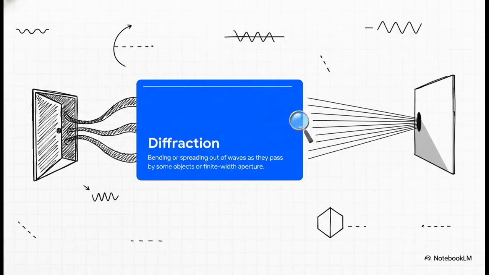So formally speaking, this exact phenomenon is what we call diffraction, the bending or spreading out of waves as they pass by obstacles or through a finite width aperture, essentially creeping into the region of the obstacle's shadow.